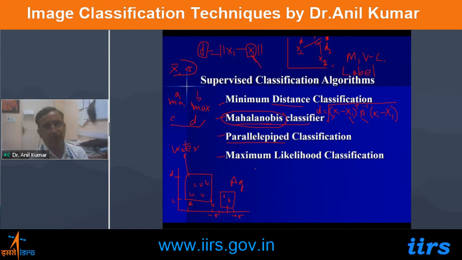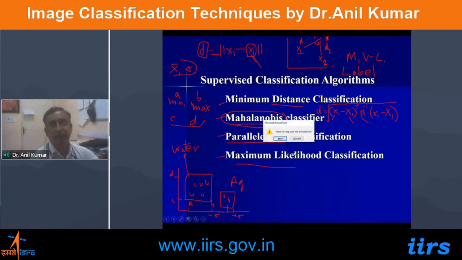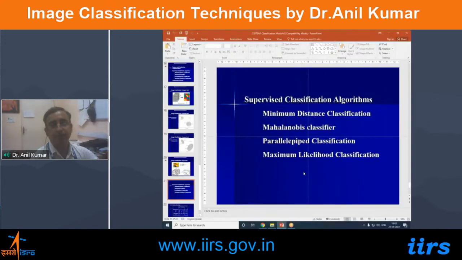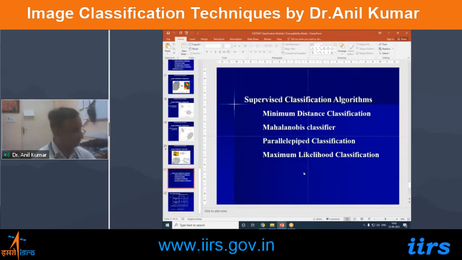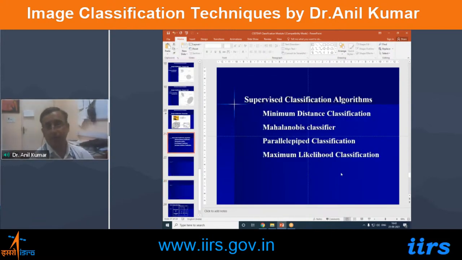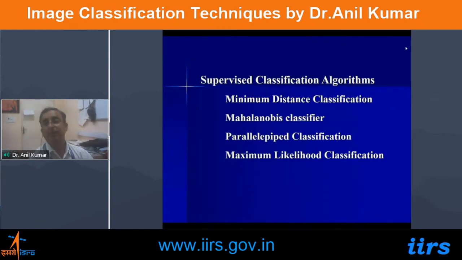And the fourth one is the maximum likelihood classifier. Are you able to understand? Please let me know before I move further. Please let me know if you are able to follow, or if there are some issues, please type in the chat box.